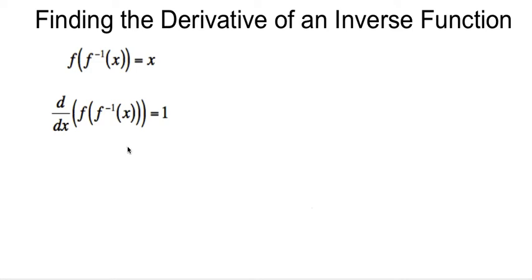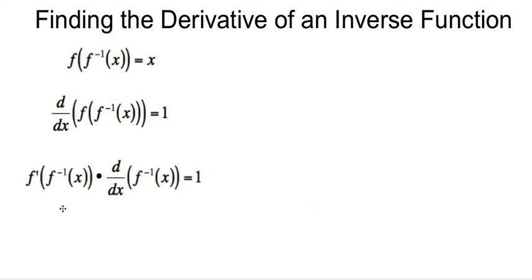And on the left side, we clearly see that we're going to have to use the chain rule. So we have our outside function f and our inside function inverse of f. And if we do the chain rule, it's just going to be the derivative of the outside times the derivative of the inside. So as we apply that, we get f prime of the inverse of f of x times the derivative of the inverse of f of x.